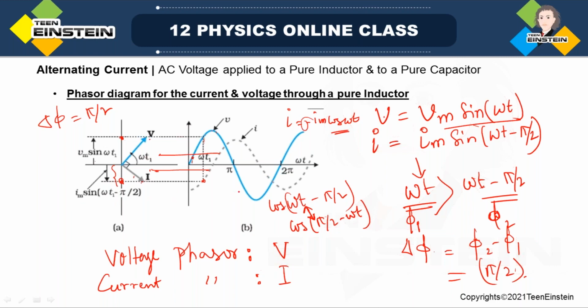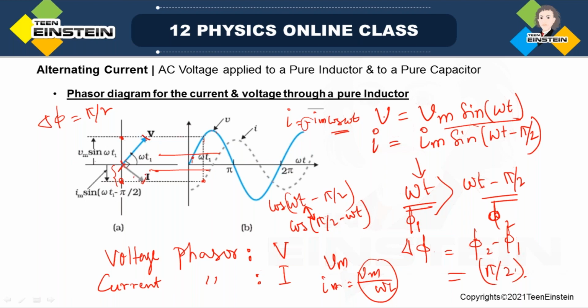So what we look for in the phasor diagram is the magnitude of the voltage, whether it is more or less than the current. Here the current has less magnitude. The length of the rotating vector tells you the magnitude. The voltage has magnitude Vm, whereas the current has Im, which is Vm by omega L. This quantity is less than the magnitude of the voltage. That's why the voltage phasor has greater length than the current phasor.